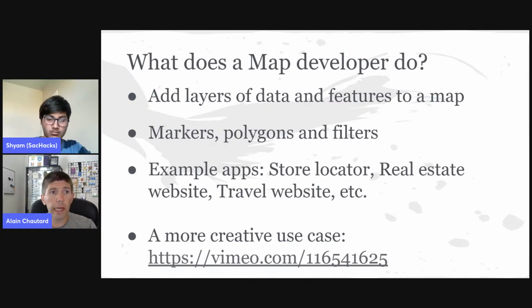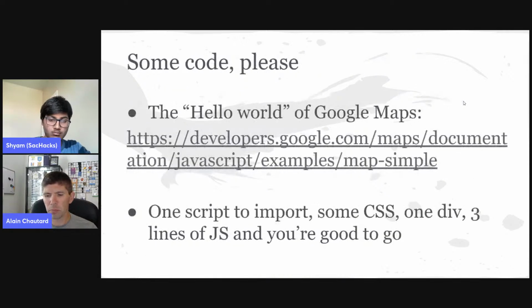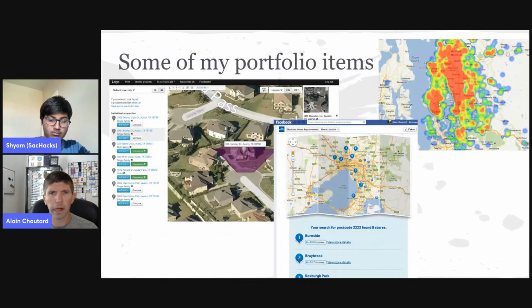So since we're talking about working with the Google Maps API, what does a map developer do? One of the main things we do when we work with Google Maps is we add layers of data and features to a map. So that's pretty much what I showed you here, right? Adding a heat map on top of the Google Maps layer, drawing shapes like we did here for this real estate app, or just adding some markers for a store locator application.